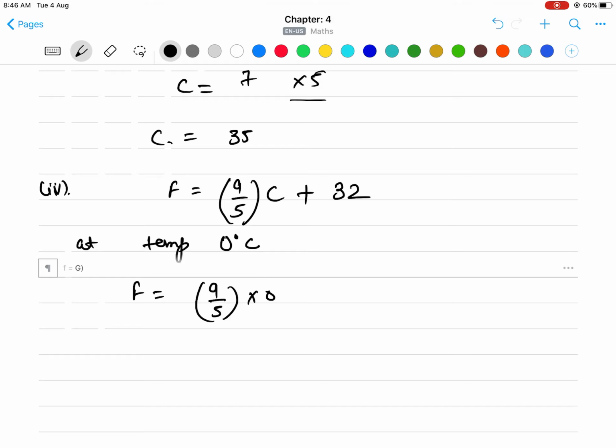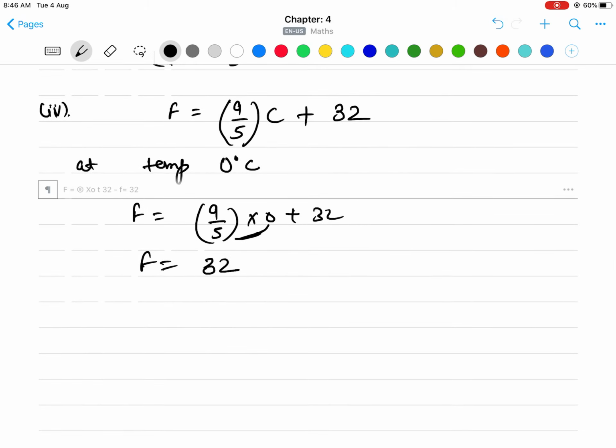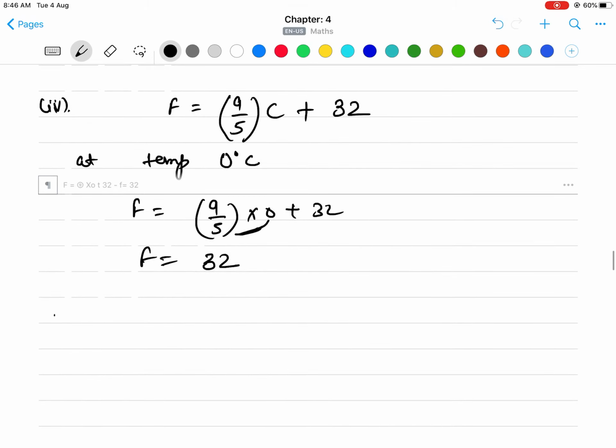At the place of C, we'll write 0 plus 32. As this is multiplied by 0, the whole term will become 0, so F will be equal to 32. So the temperature will be 32 degrees Fahrenheit.